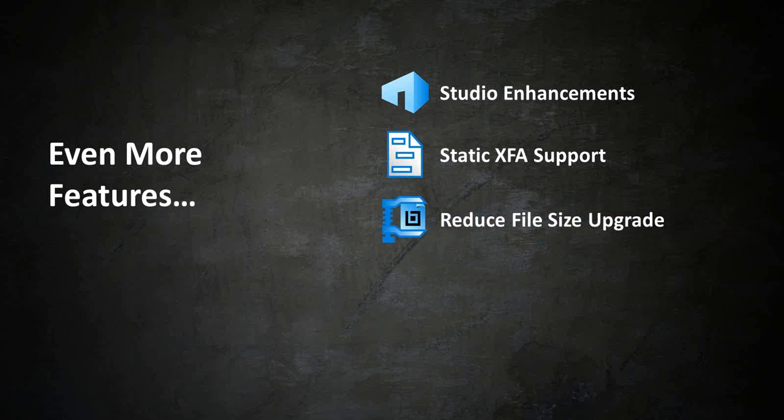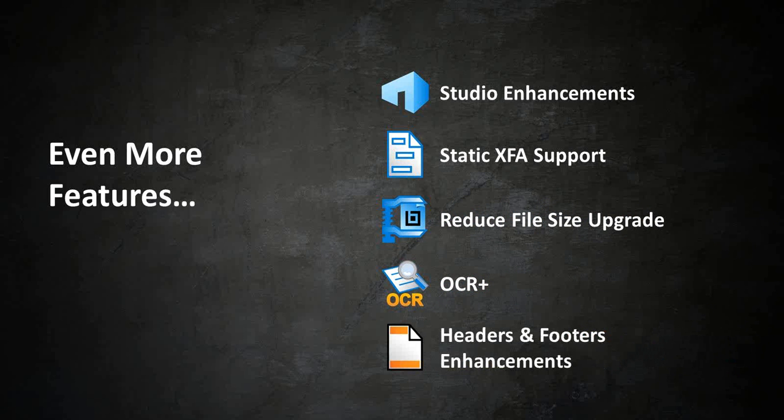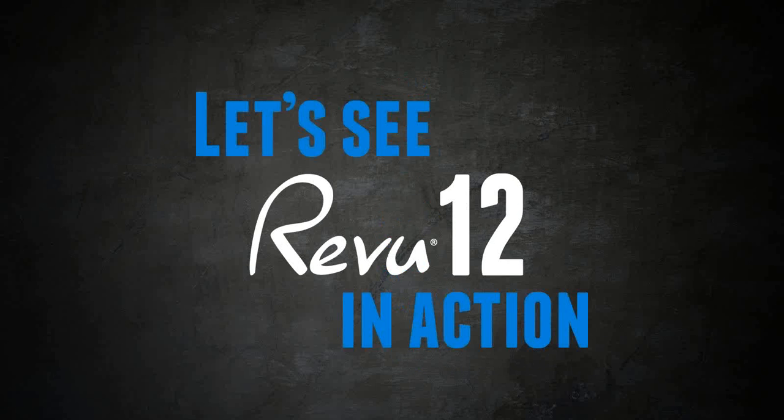Reduce File Size has been revamped for improved performance, along with a new user interface. OCR Plus in Revu Extreme offers significant performance improvements for large format drawings. And we didn't forget about headers and footers either. In Revu 12, the header and footer settings are now saved with your document, allowing for easier editing and updating as revisions and new pages are added. So let's take a look at Revu 12 in action.